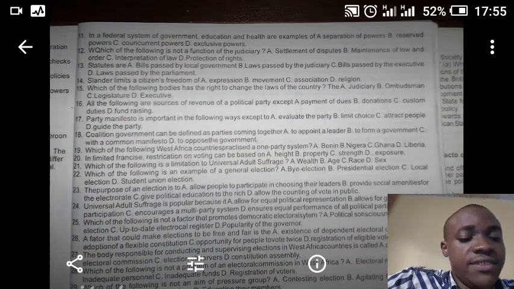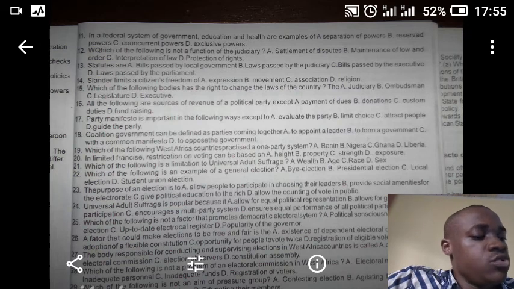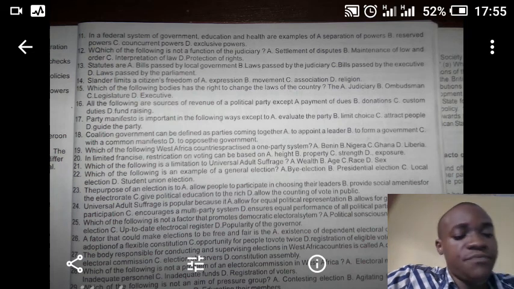Number 18, coalition government can be defined as parties coming together dash. A, to appoint a leader. B, to form a government. C, with a common manifesto. D, to oppose the government. The answer is B, which is to form a government.